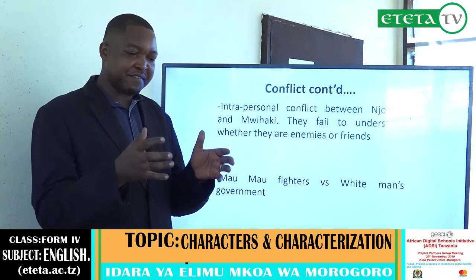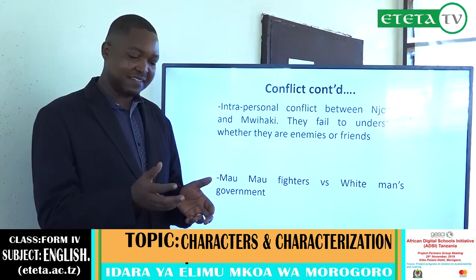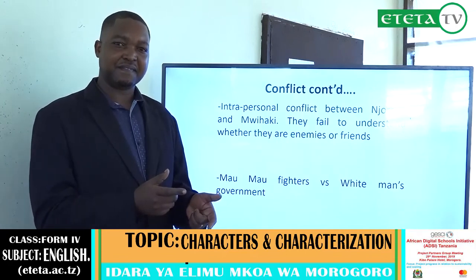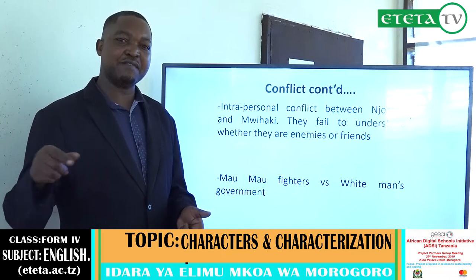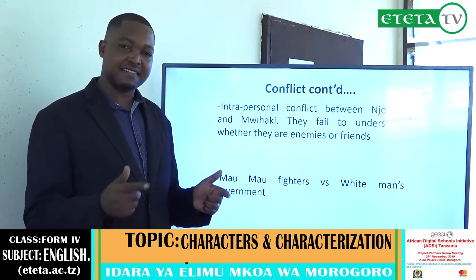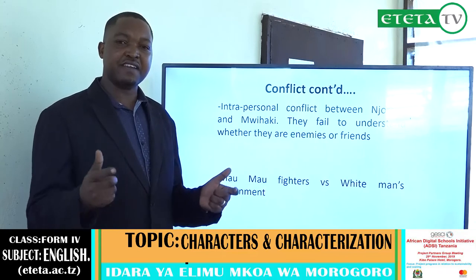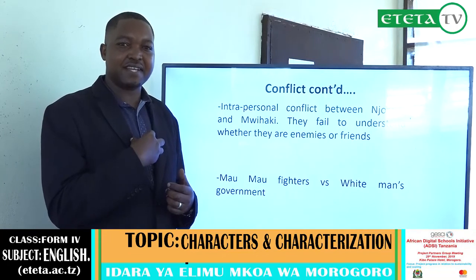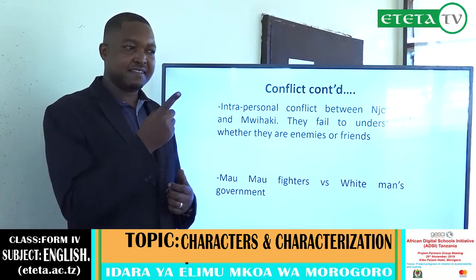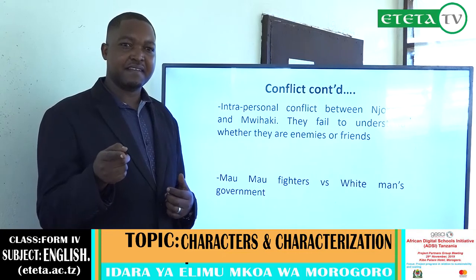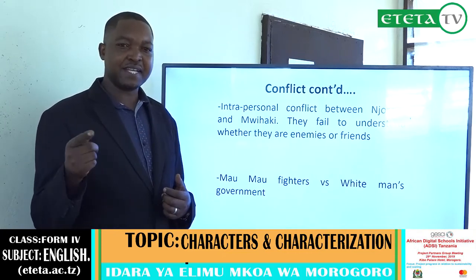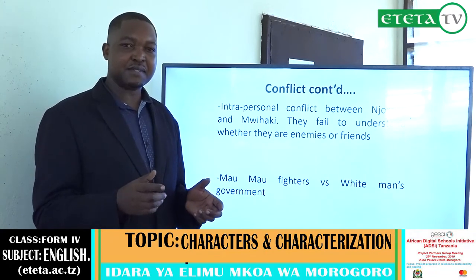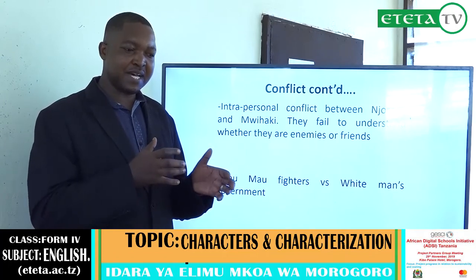Now, how can they be friends while one family participated in the murder of the leader of another family, the head of another family? It's obvious that even if you are friends, you can have something eating you inside. That is, you can have pain that your father killed my father, and you pretend to be my friend. Is that really friendship or enmity? You see? So they were in intrapersonal conflict.